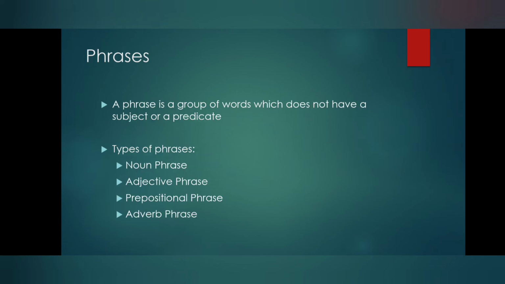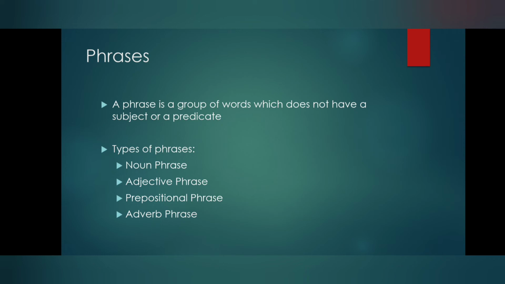Moving forward, we have phrases. Unlike a clause, a phrase is a group of words which does not have a subject or a predicate. And there are some types of phrases. To start with, a noun phrase, which, as the name suggests, functions as a noun. Adjective phrase, this acts as an adjective which describes nouns or pronouns.